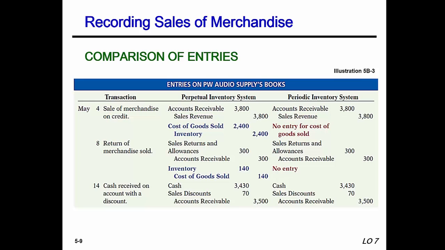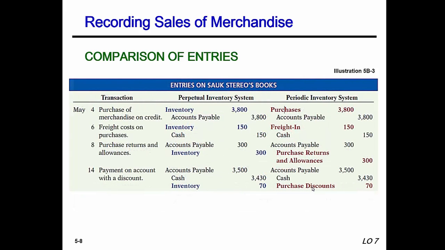Last, when we receive within the discount period, that tends to look exactly the same as it does under a perpetual inventory system. But mostly all of the other entries for purchases and sales of merchandise on account, or for cash, and for freight and for returns and allowances, are very different between a periodic system and a perpetual inventory system.